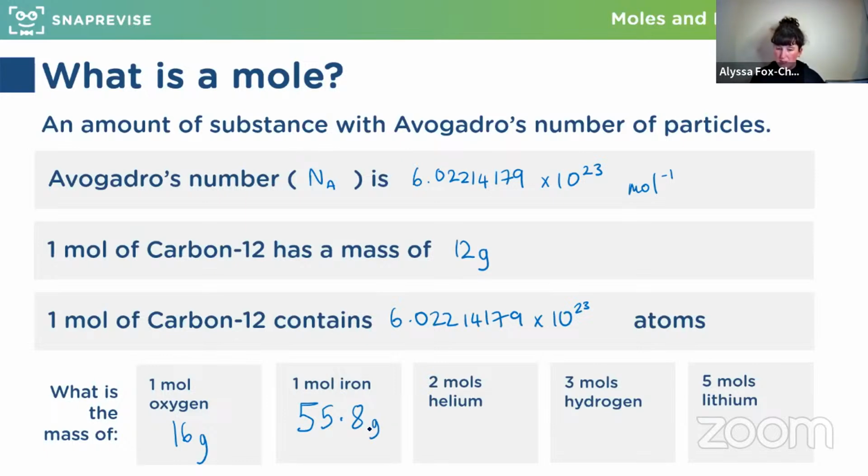2 moles of helium, or 1 mole of helium, will be 3, I believe. I'm actually just going to double check. Helium 3, is it 2? It's 2, isn't it? 4, sorry then. So 1 mole of helium will be 2, so 2 moles of helium, 4 grams.